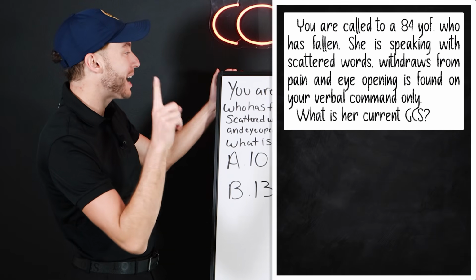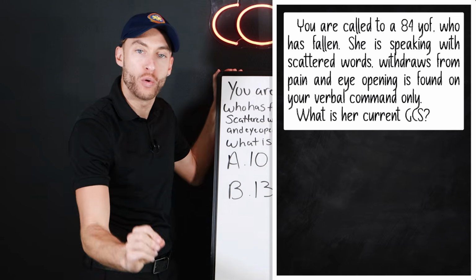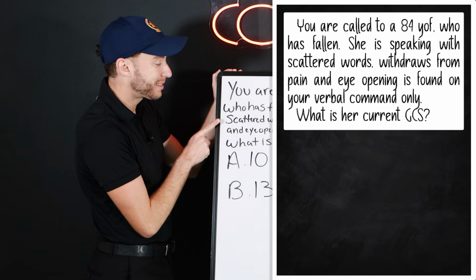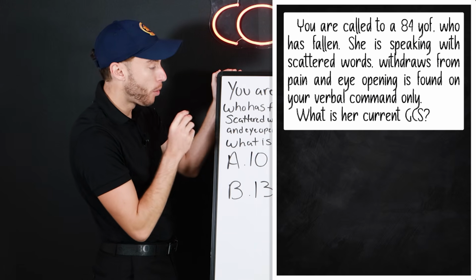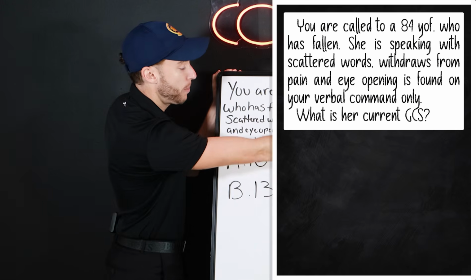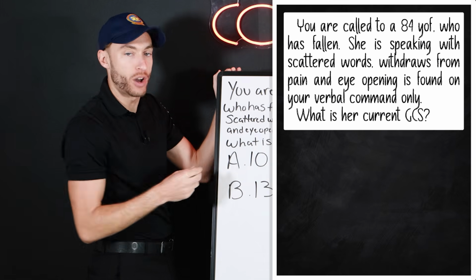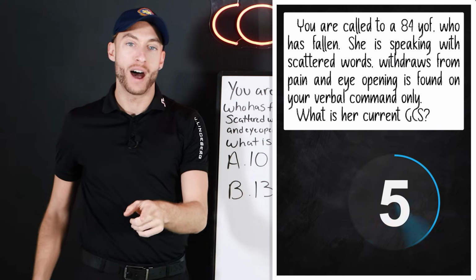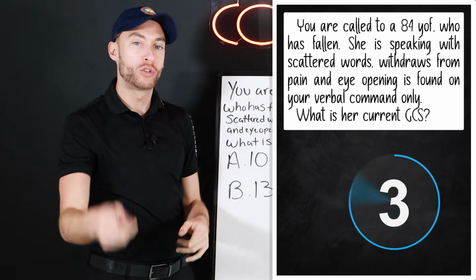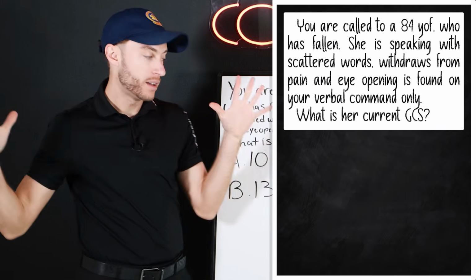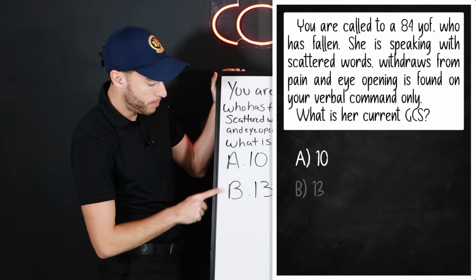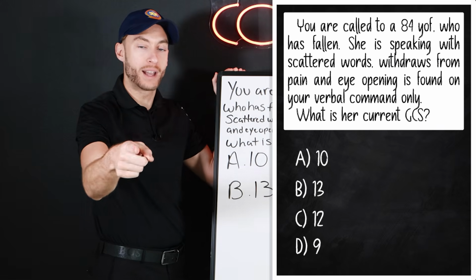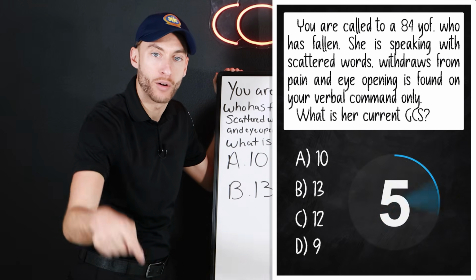So you are called to an 84-year-old female who has fallen. Now, she's speaking with scattered words, inappropriate words, withdraws from pain, and the eye opening is found on your verbal command. What's the GCS? Start the clock. 5, 4, 3, 2, 1. The answer is A, 10, B, 13, C, 12, or D, 9? What do you got? Put your answer in the comments down below.